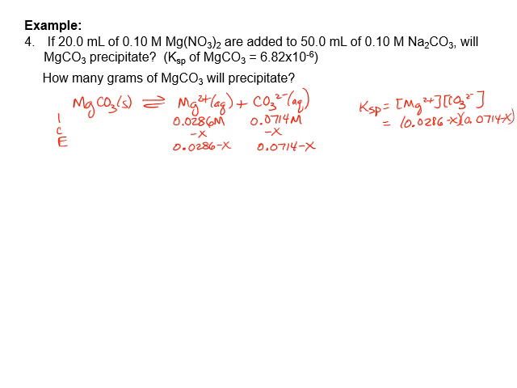This would result in a quadratic equation, which we could solve. However, we can use a trick from chapter 13 to make the math a little bit easier. We notice that the K value is quite small, and we're starting with mostly products. And we know the reaction has to proceed in the reverse direction.